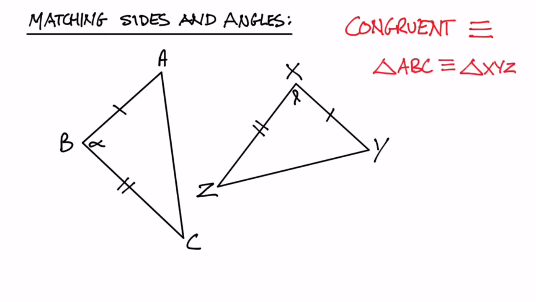Now, if I said to you, oh yeah, this one's ABC, so that's triangle ABC, so this one is congruent, must be XYZ. That is actually wrong. And let's have a look at why that's not correct. It does matter what order you put these letters in.